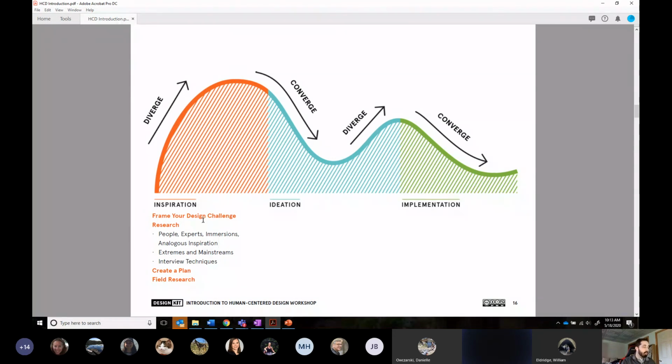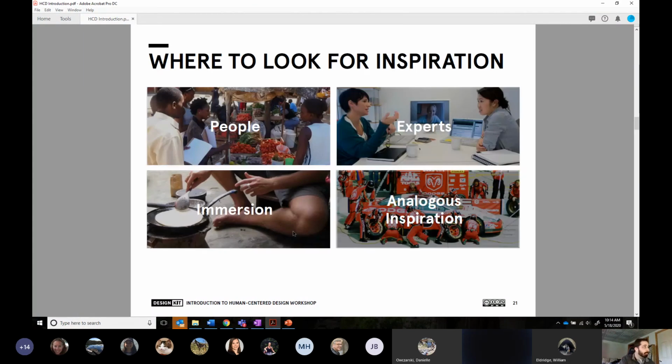So in the inspiration phase, we've got 4 major steps, which are frame your design challenge, do research, create a plan, and then do your field research. So it actually involves going out and talking to people. Now in state government, that can mean a lot of things like surveys or focus groups, but this is very much about interviews and talking to human beings and having conversations.